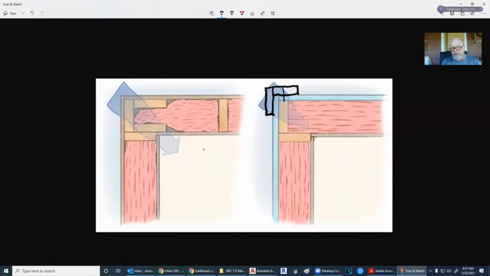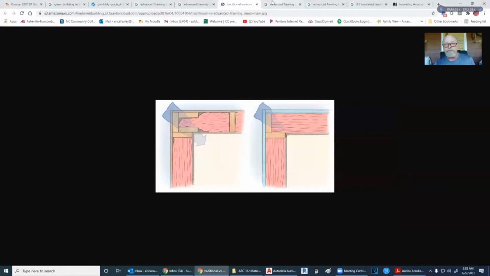And we've got something to nail to on those, and the siding, of course, is nailed into those as well. So this is the best way, because we're getting maximum insulation out of there. And that's the whole point of advanced framing, so that we can get rid of these and get more of this.